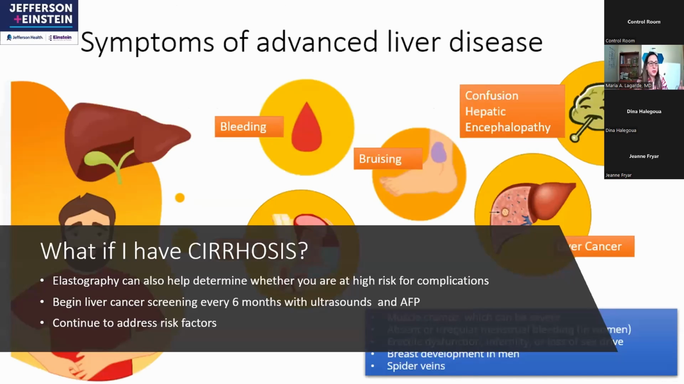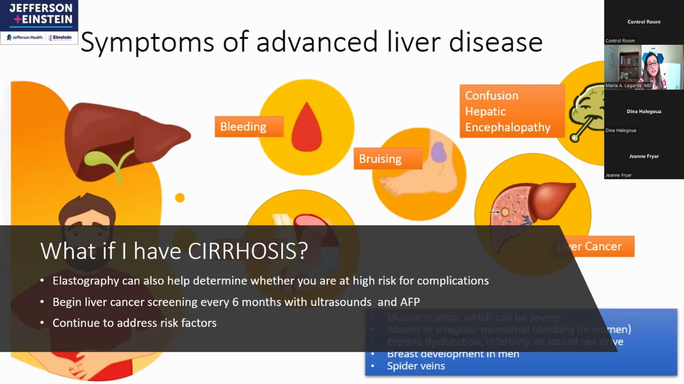But what if I have cirrhosis? It's possible that at the time that you come to see us or be evaluated by your doctor, well, unfortunately, we identified advanced scar tissue and you have cirrhosis. So some of the things that we can tell is, again, elastography, or FibroScans, the stiffness of the liver, can help us tell if you're at high risk for complications. Some of the complications include portal hypertension or high pressures inside the abdomen. I'll tell you a little bit about the symptoms to look for if cirrhosis is a concern.